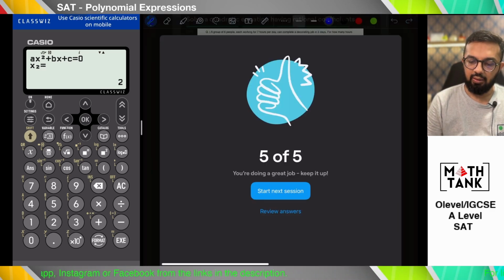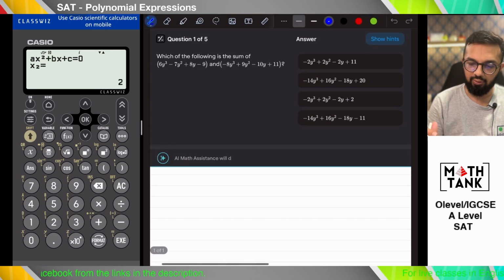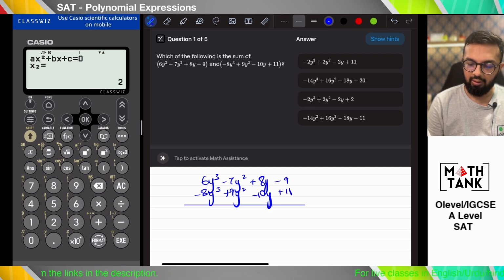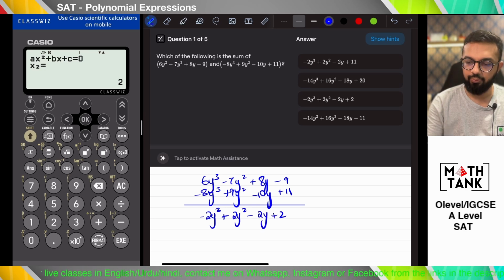Okay, let's begin the next set of easy questions. Again, this is about adding and subtracting. So 6y cubed minus 8y cubed. I'm adding them up. Okay. Minus 7y squared plus 9y squared plus 8y minus 10y minus 9 plus 11. So what do I get net? I get minus 2y cubed. So A or C plus 2y squared. So A or C again minus 2y plus 2.